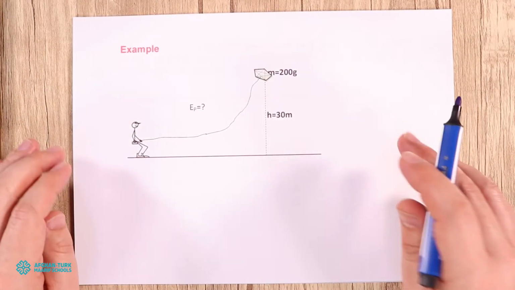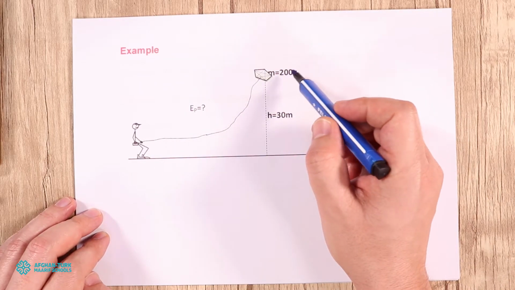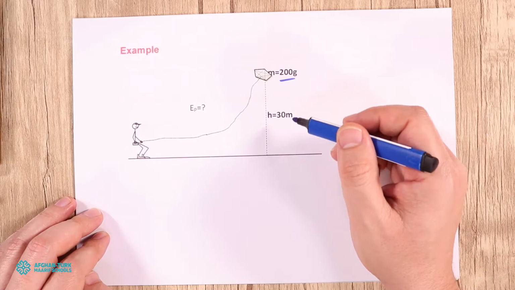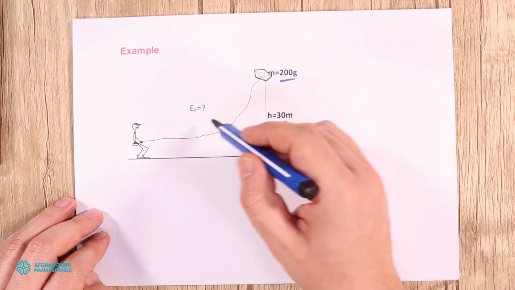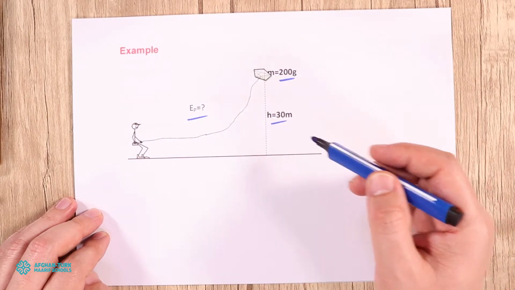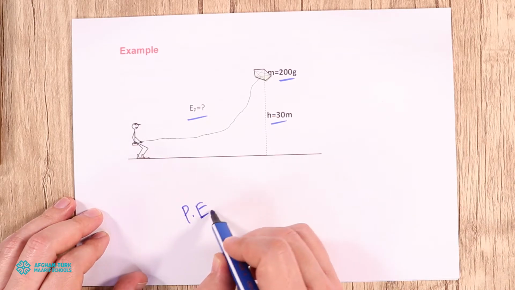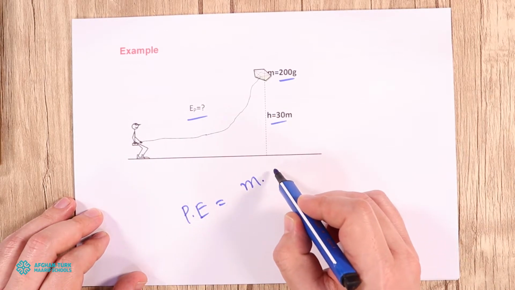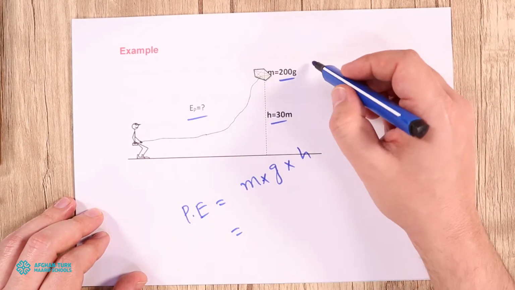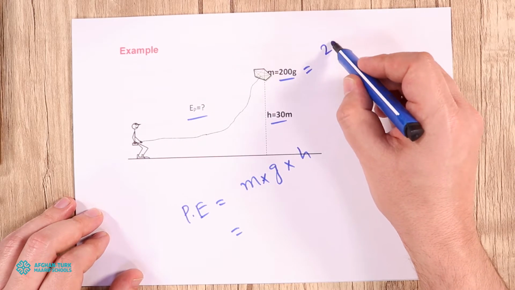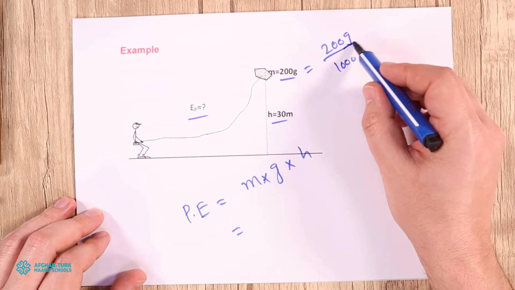Okay, here let's see. This is a kite which has a mass of 200 grams, and a height of 30 meters above the ground. They ask about the potential energy. So very simple, we know that potential energy is equal to mass times gravity times height. The mass of this one is 200 grams divided by 1000.